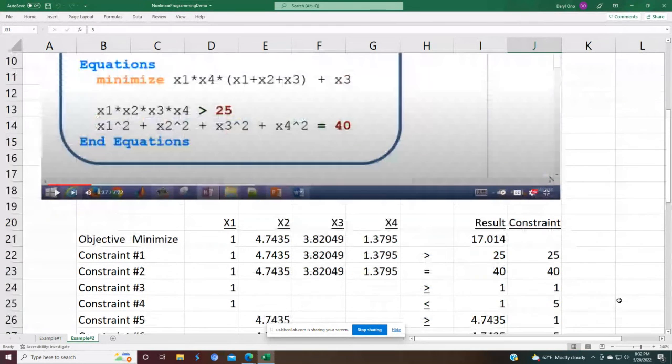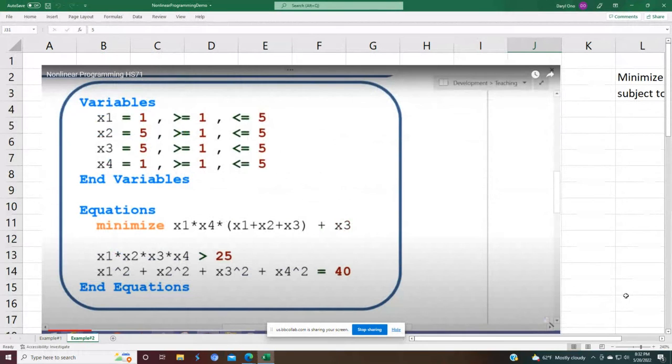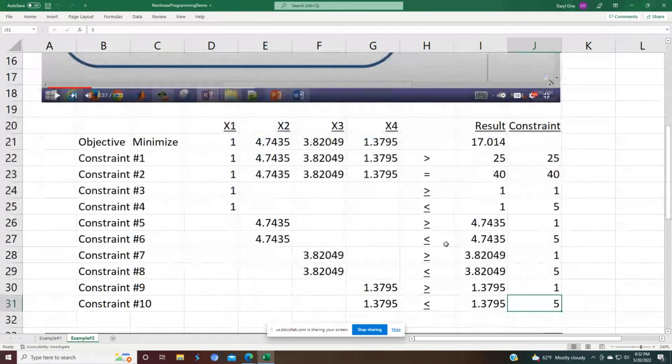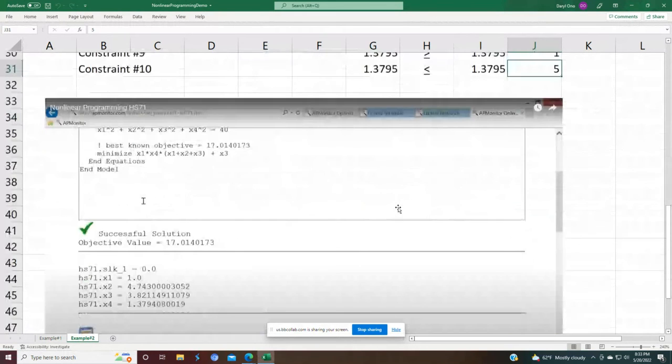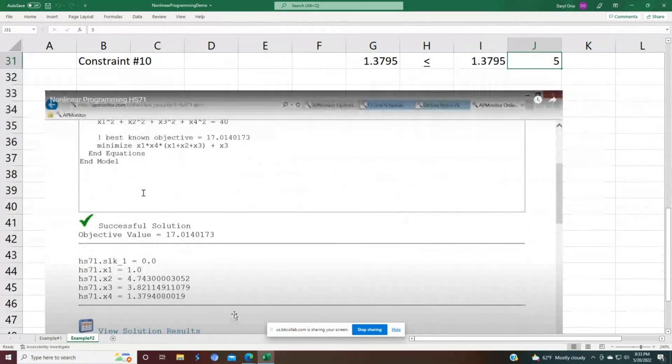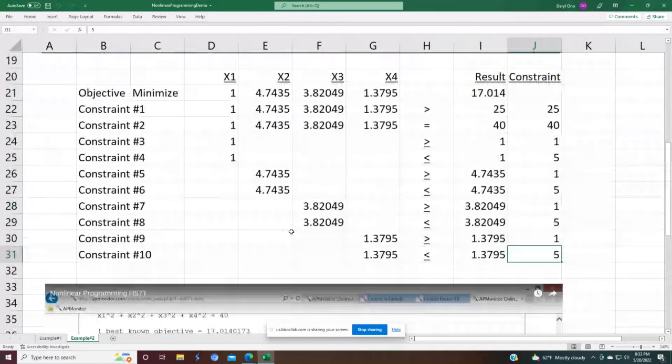Now, this was originally run in this advanced software. And this software, I think, is specifically made for mathematical programming only. It's not flexible like Excel. Okay, so again, here are the values for x1, x2, x3, x4. Let's see what the advanced software, what their answers were. So we have the objective value. The advanced software came with 17.014, just like ours.